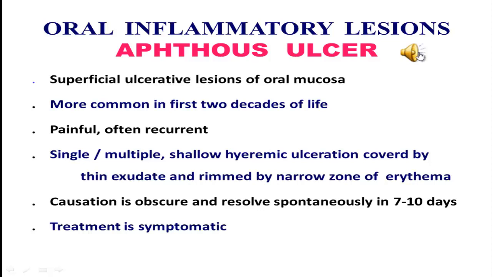On examination, they are single or multiple shallow hyperemic ulcerations covered by thin exudate and rimmed by a narrow zone of erythema. Microscopically, the underlying inflammatory infiltrate initially is mononuclear. If there is secondary bacterial infection, then there is influx of neutrophils. The etiology is obscure, and usually the aphthous ulcers resolve in 7 to 10 days. The treatment is symptomatic.